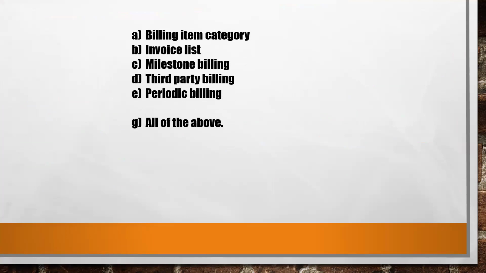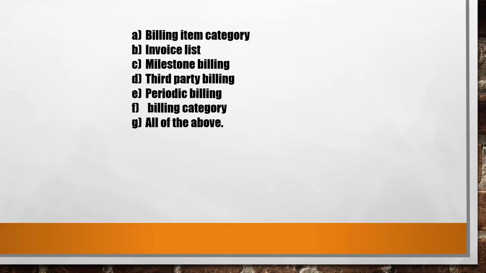Milestone billing. For milestone billing, you will assign billing type, and third party is wrong. E is periodic billing. So the answer is C and E are the correct answers.